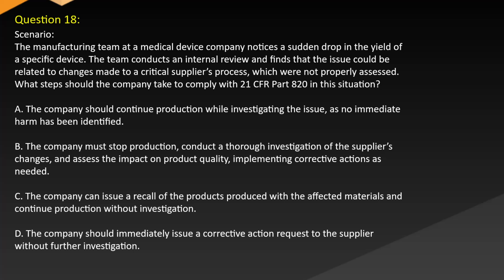A. The company should continue production while investigating the issue as no immediate harm has been identified. B. The company must stop production, conduct a thorough investigation of the supplier's changes, and assess the impact on product quality, implementing corrective actions as needed. C. The company can issue a recall of the products produced with the affected materials and continue production without investigation. D. The company should immediately issue a corrective action request to the supplier without further investigation.